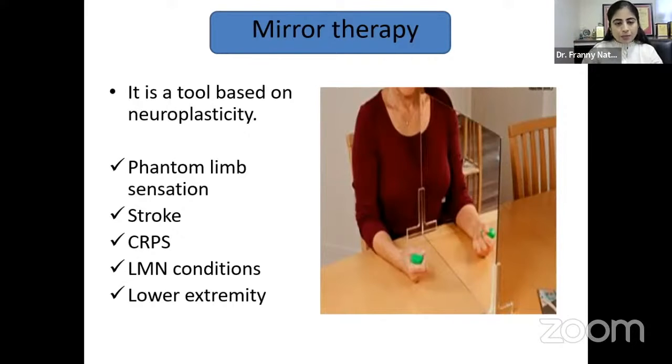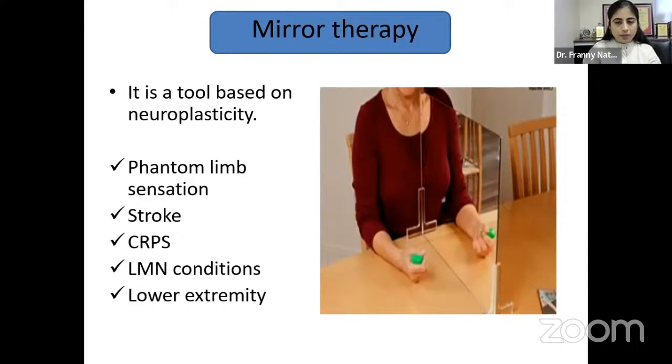So mirror therapy has been shown beneficial for phantom limb sensation, for stroke, for complex regional pain syndrome, and for various lower motor neuron conditions. In fact, there is evidence that talks about the use of mirror therapy in trigeminal neuralgia, in patients with median nerve injury, in patients with foot drop, and it also talks about the effect of mirror therapy in certain other lower motor neuron conditions. And it has also been shown effective for the lower extremity.